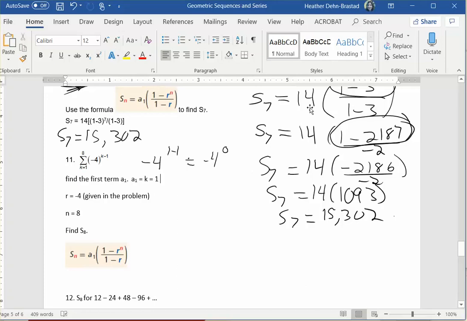So this equals 1. So a sub 1 equals 1. Not 4, not negative 4. Because when k is equal to 1, I got negative 4 to the 0, which is 1. All right. r is the part that is being raised to the power. This is r, negative 4. So that's what we're going to use for r. They want the n to be 8 because they want from 1 to 8. So now we use this formula again with these values.